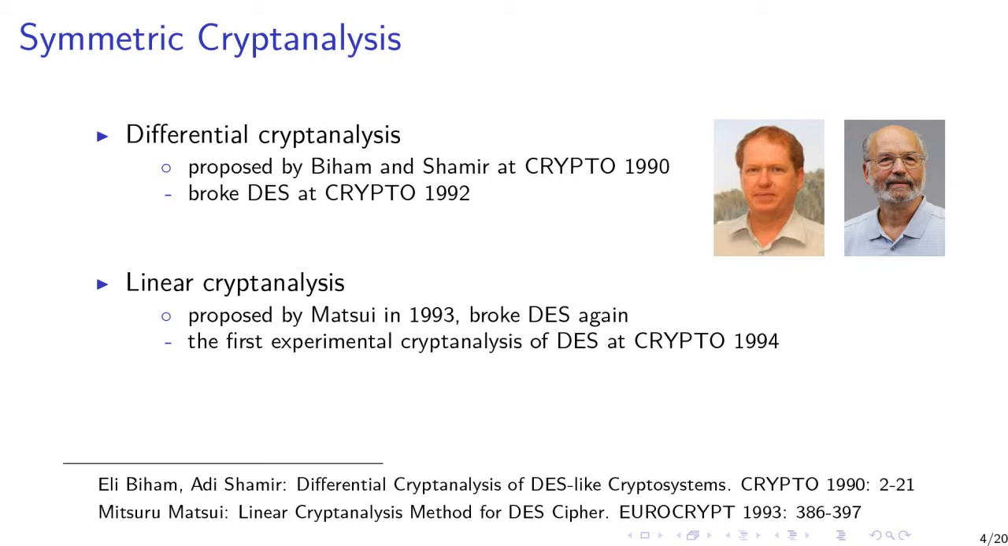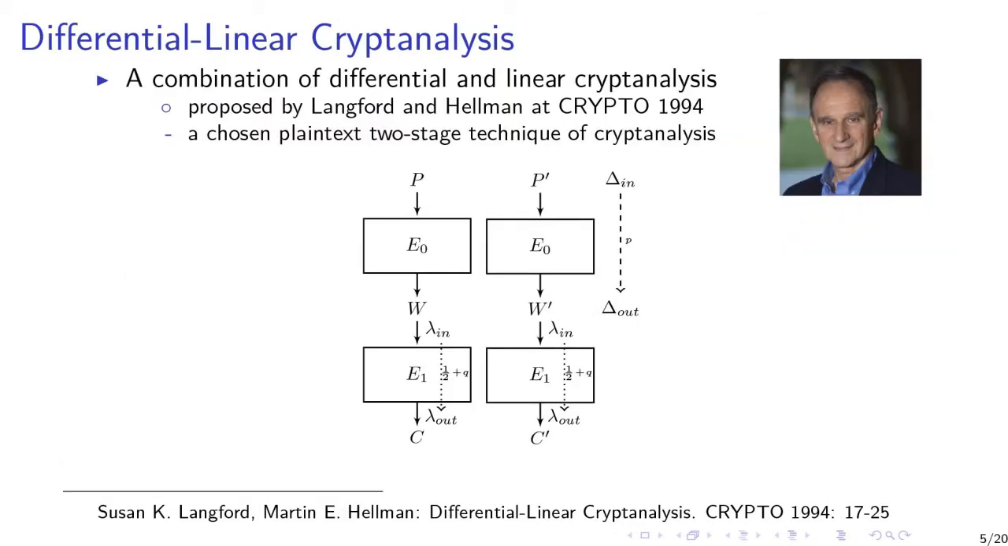One year later, at Crypto 1994, Matsui showed the first experimental cryptanalysis of DES by linear cryptanalysis. One year after linear cryptanalysis was published, Langford and Hellman proposed differential-linear cryptanalysis. It is an ingenious combination of differential cryptanalysis and linear cryptanalysis.